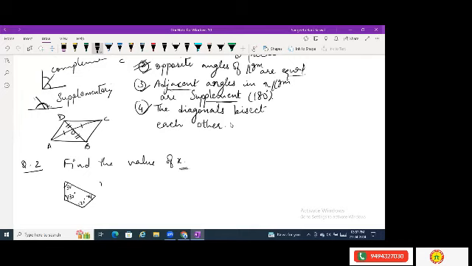So what will be the fourth angle here? Ma'am, 130 degrees. Fourth angle will be, say loudly. Ma'am, 60 degrees. Okay, so it will be 60 degrees.